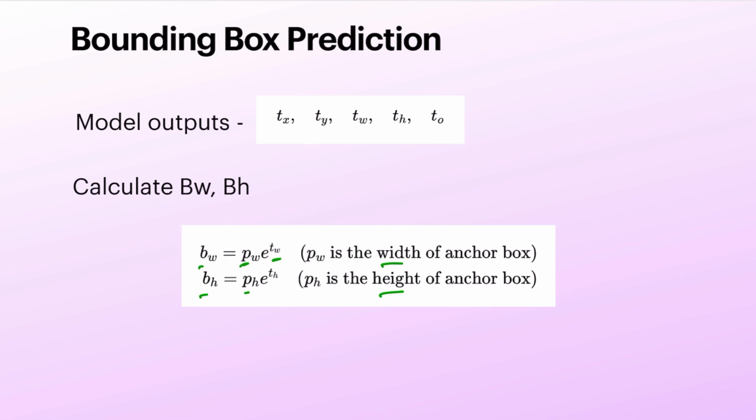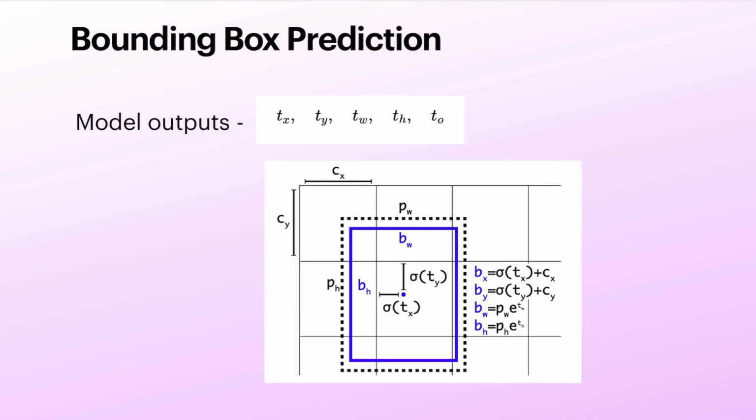Now the last value is the objectness score. We discussed this in detail in the previous videos also. You can go there if you want a more detailed understanding. On an overall higher level, this is how the predictions happen.